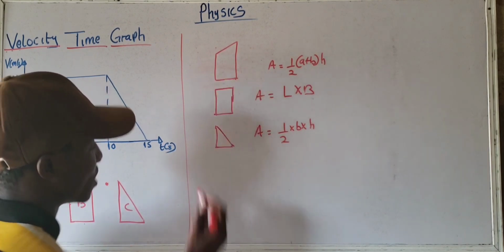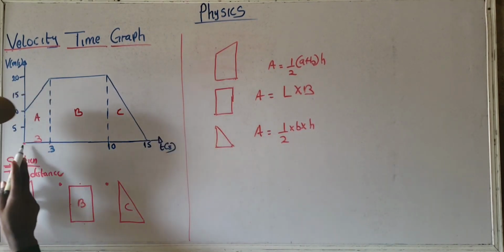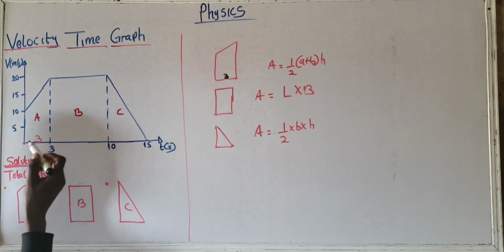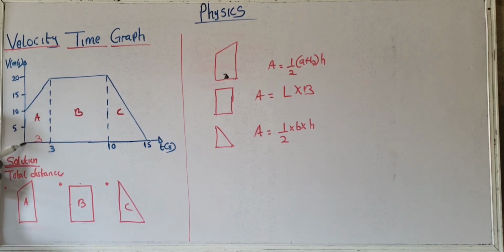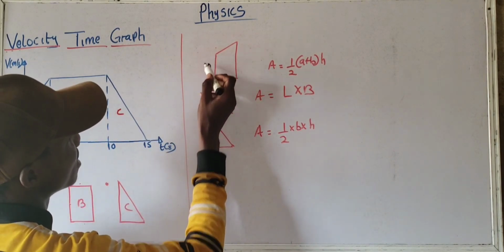Please just pay attention, okay? Let me take another marker. From this point to this point is 3. So I'm going to have 3 here. Now, from this point to this point, listen, is 10. You understand? The distance from this point to this point is 10. So here will be 10.